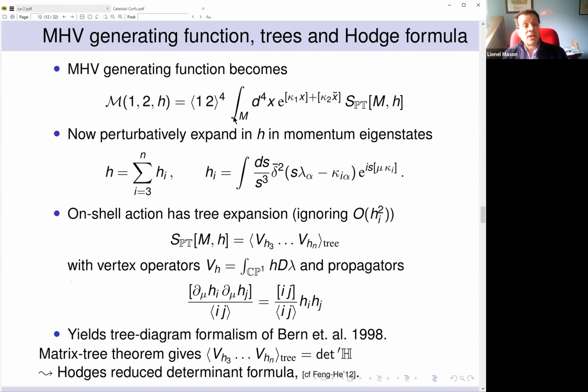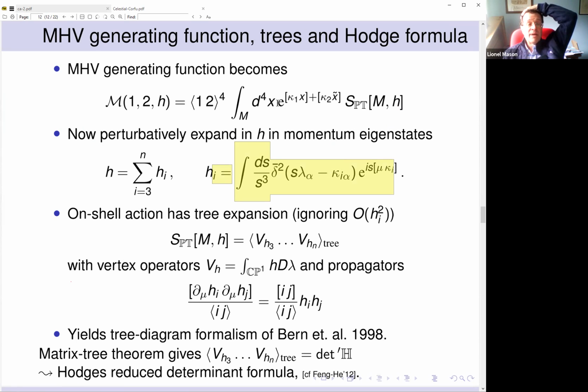With that, we can start expanding in the H in the background. This H here was the data, as I say, the integral of the asymptotic shear at infinity. And we can expand that in momentum eigenstates. It so happens they're given in terms of these rather elegant little delta functions.